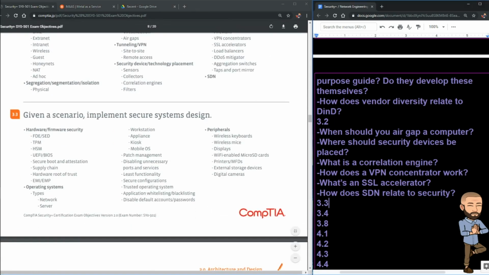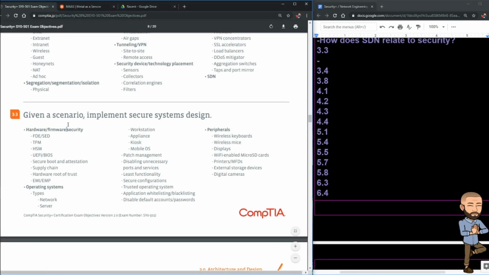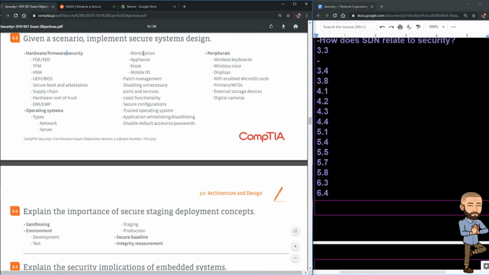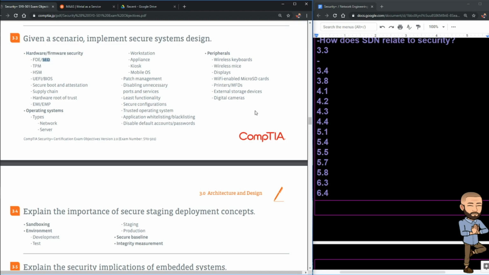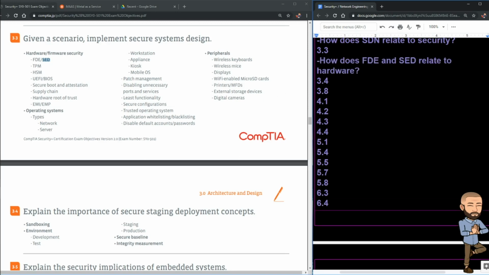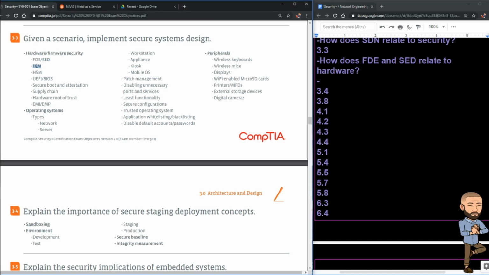Well, now we can go down to 3.3. Given a scenario, implement secure systems design. So we're talking hardware, firmware security with FDE, SED. I kind of feel like SED is not the Linux program sed. Maybe it's something else. How about I just write that? How does FDE, SED relate to hardware? TPM I know about. It's, I think, Trusted Platform Module, something like that. It's like built into the chip. HSM, not sure about that one, so let's add a comma.